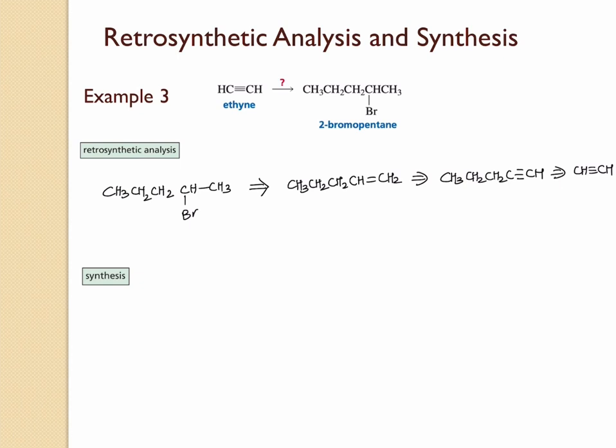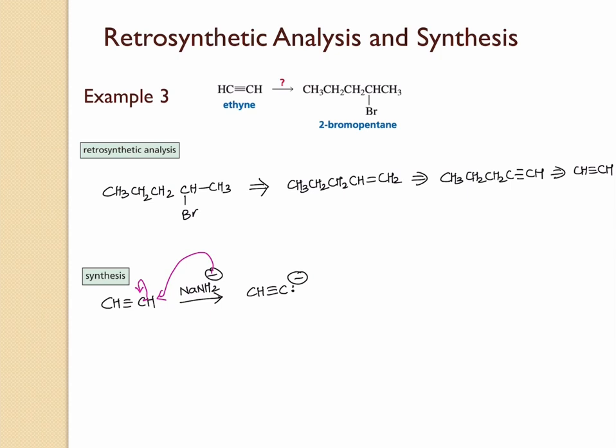Let's now work on the synthesis part. For the synthesis part, we have identified acetylene to be our starting material, right? And we are going to react it with NaNH2 first. With NaNH2, the NH2 minus is going to act as a base, abstracting this hydrogen right here, and it's going to break the bond between carbon and hydrogen to give the acetylide ion. So here is our acetylide ion.